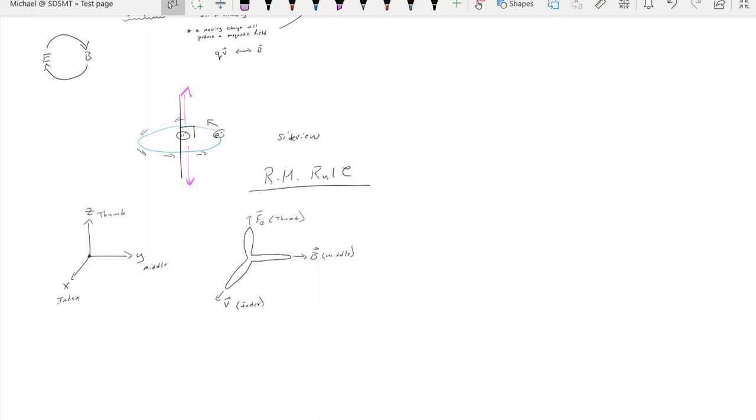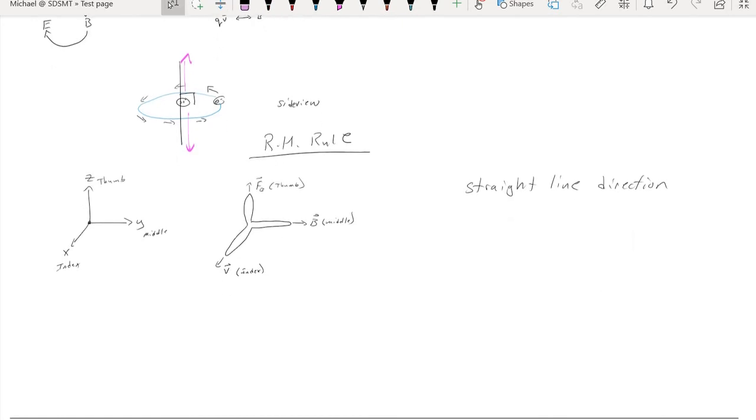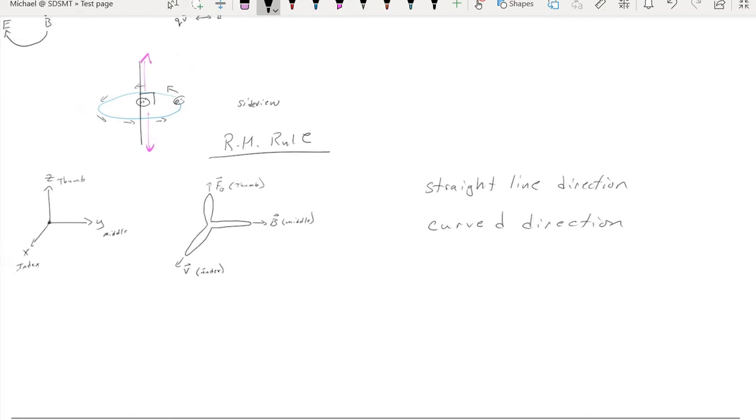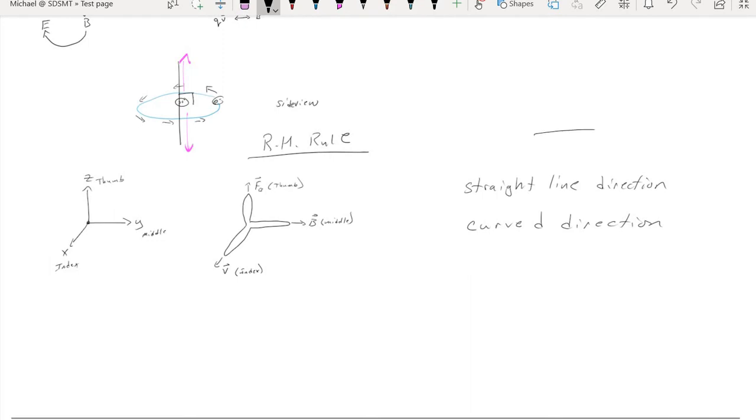Whenever we have magnetic fields and moving charges, we're always going to see two things happening inside our systems. We're going to see one of the two, either the magnetic field or the charge, with a straight line direction. I don't want to say straight line motion. And then we're going to see another part of the system with a curved direction. So straight direction means something moving in a straight line. Curved direction means something moving in a curve, or in this case, circular motion.